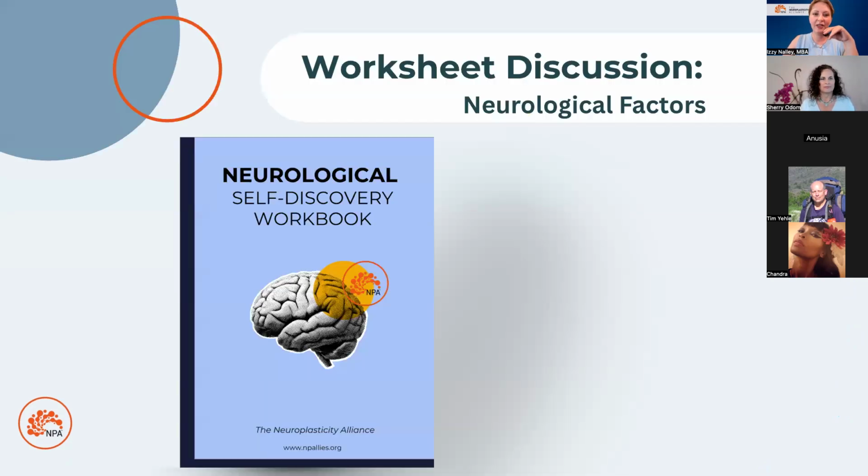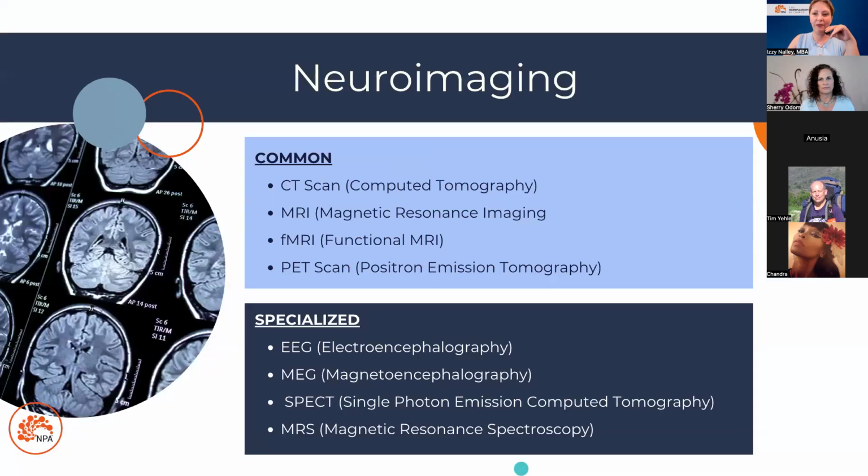All right. And as we get into neurological, we do have a neurological workbook for this section as well. And as we get into neuroimaging, there's some common ones, but there's also the specialized ones as well. So different imaging devices are going to be able to look at different layers and depth. They might be able to see different fluids. So these are going to vary in what they're able to see and the connections of what they're seeing.